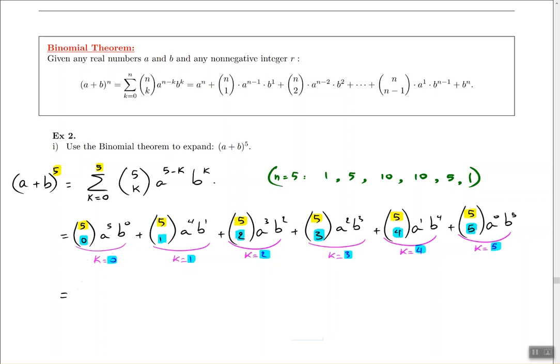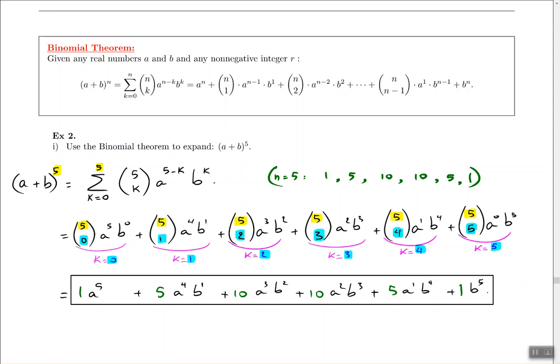So let's go ahead and put all the numbers in. And if I fill in the letters, I get 1a to the 5th plus 5a to the 4th b plus 10a cubed b squared plus 10a squared b cubed plus 5a b to the 4th plus 1b to the power of 5. And that's pretty much the end right here. As you can see, this makes foiling super easy. Imagine having to write down a plus b times itself 5 times in a row. That would be a terrible nightmare to go through. But with this binomial theorem, it makes it significantly easier.